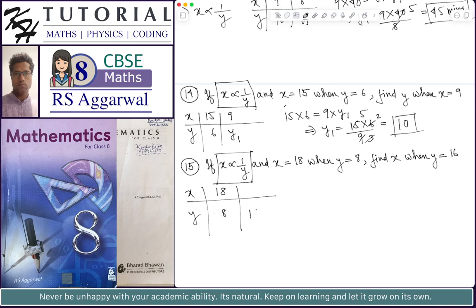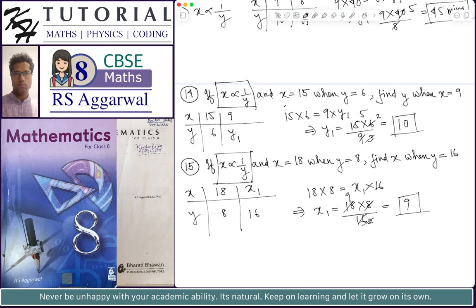So let's say the value of x be x1 when the value of y is 16. Now we can say that 18 multiplied by 8 is equal to x1 multiplied by 16. So this implies x1 is equal to 18 multiplied by 8 divided by 16. So 2 and 9, so 9. So the value of x is 9 when the value of y is 16.